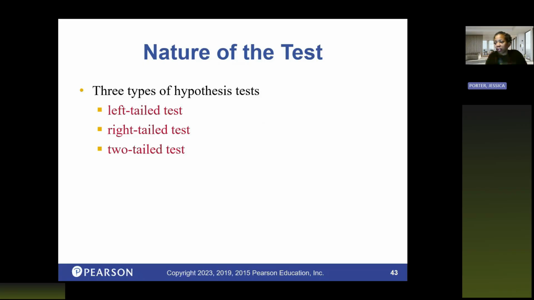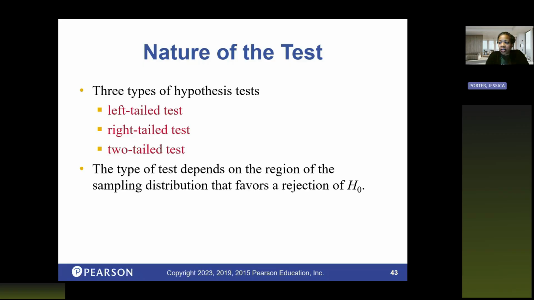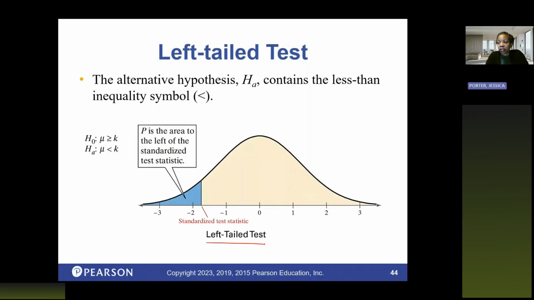That might not mean anything to you right now, but probability value, or p-value, is going to be something that we'll cover extensively here. There's going to be 3 types of hypothesis tests. And the type of test depends on the region of the sampling distribution that favors a rejection of H sub 0, or it's going to follow the alternative hypothesis. So we've gotten pretty good about identifying the alternative hypothesis. In this case, the alternative is a less than. So this is a left tail test. You can tell that because here's my rejection region. And my inequality is pointing to the left, so it's a left tail test.